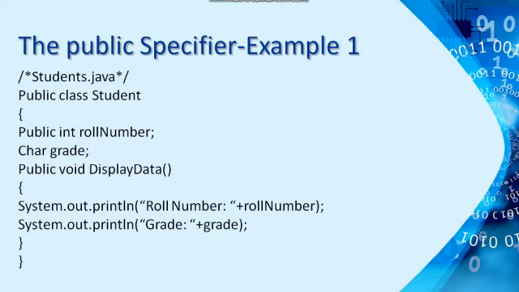In this program, the class name is Student, public int rollNumber, char grade. Public void displayData. In the block, we will write System.out.println rollNumber, which will invoke the roll number. Next one is System.out.println grade, which will invoke the grade, and the closing block will take place.